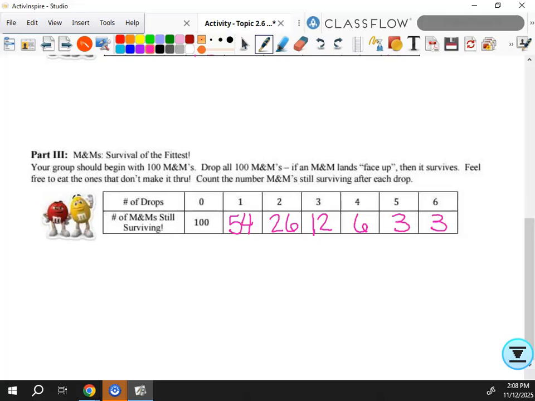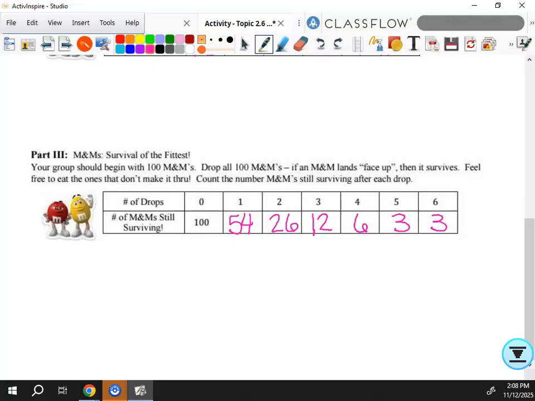Did any of y'all get more than 54 survivors the first time? What did y'all get? 60. How many did y'all have? 56. Anybody? What did y'all get? 56. Okay. I forgot, I didn't even think to ask earlier today, but 60. So it's still close to 50, right? It's kind of what you expect, but again, not necessarily perfect.